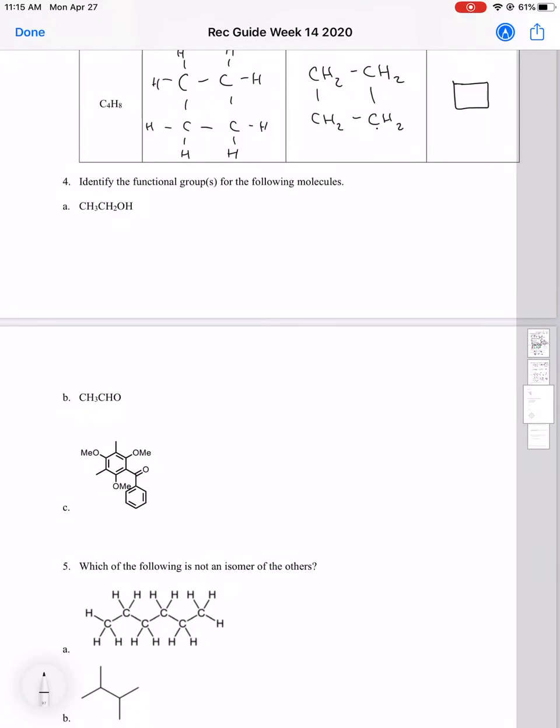Okay, on to identifying the functional groups for the following molecules. So we have CH3, CH2, OH. So that OH is our functional group, and we call that an alcohol.